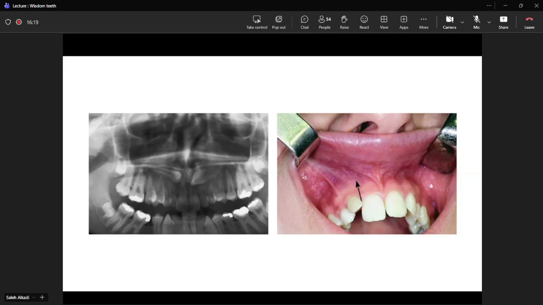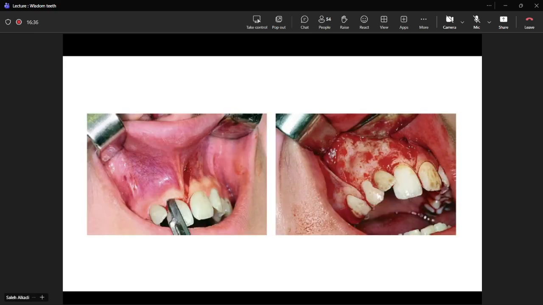Here's another case of impacted maxillary teeth. On the right side, this is an impacted canine. It seems that this canine is impacted buccally, as there's a bulge in the buccal side. So you need to raise the flap in the buccal area.